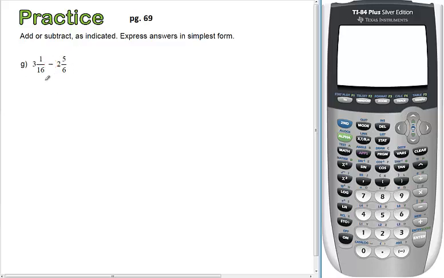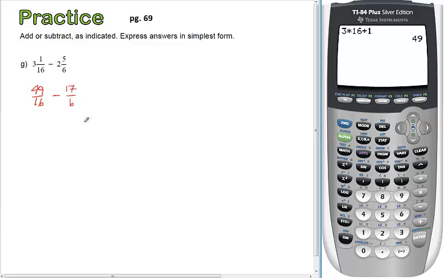Now again, we're in mixed numeral form, so we have to change to what we call improper fractions, right? So the first one, multiply these two, 3 times 16, 48, and add the 1 on top. That'll be 49 over 16. So I did 16 times 3, then add the numerator to get 49. Again, repeat that for the next one. 2 times 6 is 12, plus 5 is 17 over 6.